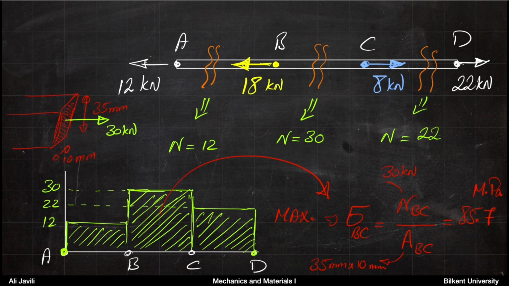It's a rectangular cross-section. And then basically you divide the normal force by the area, you end up with the stress. So the maximum stress in the member is 85.7 megapascal. That's it basically.